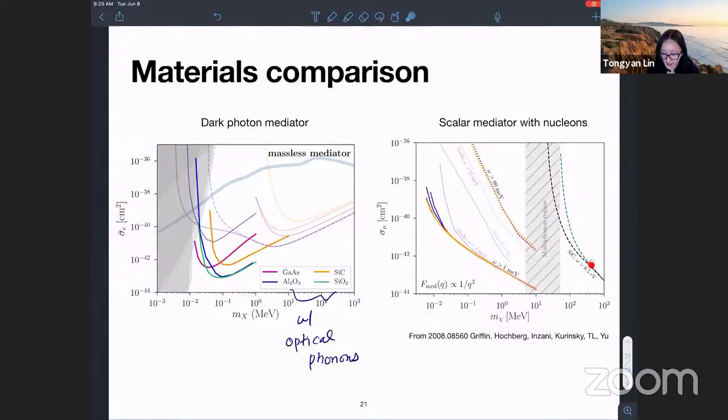And these lines up here are actually the nuclear recoil reach with somewhat higher threshold. So this extends it down to sub-MeV with phonons. Similarly here, we're focusing on the sub-MeV mass range.